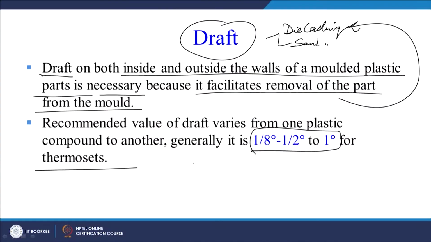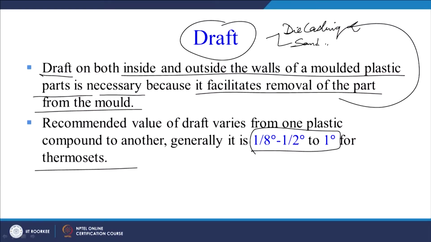So as a product designer, without going into that detail, we must remember that when the part has to come out of the mold or the die cavity, it must be easily possible. It must not be that we have to apply a lot of force to take out our product from the mold cavity. So this draft will help us to easily extract our product from the mold cavity. So that is necessary. As a product designer, the recommendations are there for thermosetting products, 1/8 degree to 1/2 degree to 1 degree. So that much little draft we must provide so that it is easy to take out the product.